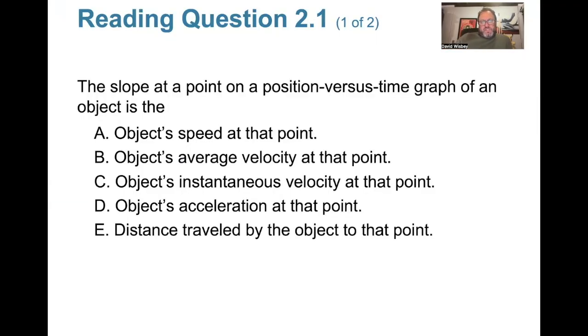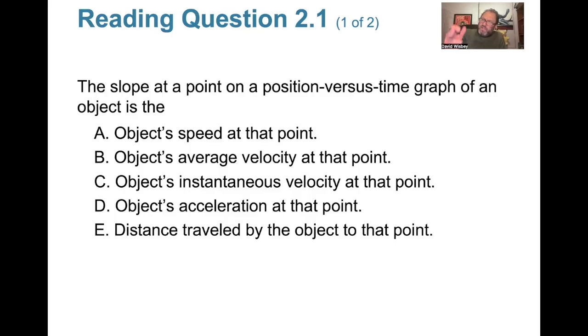Okay, reading questions. The slope at a point on a position versus time graph of an object is the... Okay, wait, I don't know what it said. The slope at a point on a position versus time graph of an object is what? The object's speed at that point, the object's average velocity at that point, the object's instantaneous velocity at that point, the object's acceleration at that point, distance traveled by the object. Okay, so it says the slope at a point on a position versus time graph is what?